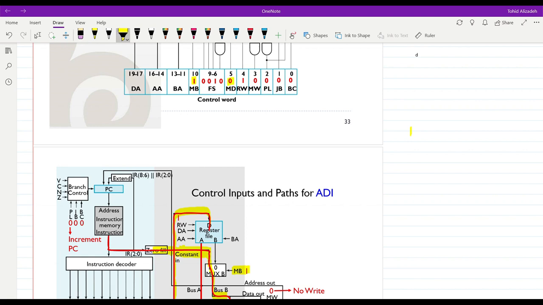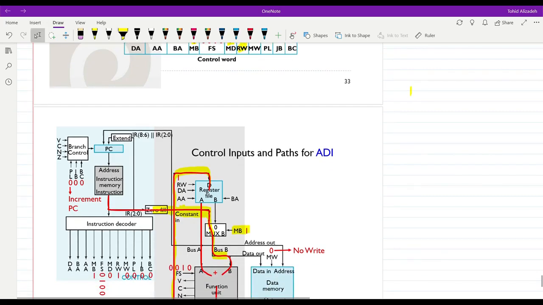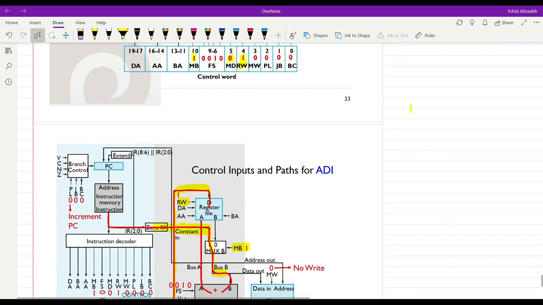The next thing is regarding the RW, register write, which is equal to 1. RW is over here. It is set to 1 such that the data which is generated by the function unit, the result of the instruction, will be written into the register file at the address which is determined.